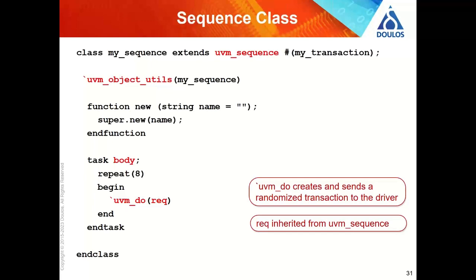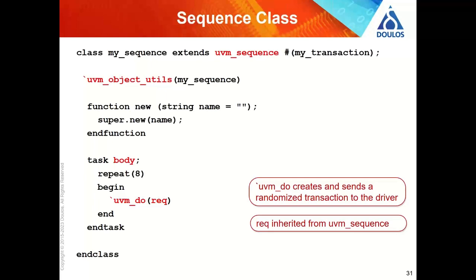The UVM do macro is going to generate an instance of my transaction. It's going to give the user handle rec to represent that. It's also going to randomize rec, and it's then going to send it to the driver. So creating sequences is quite straightforward if we use these macros.